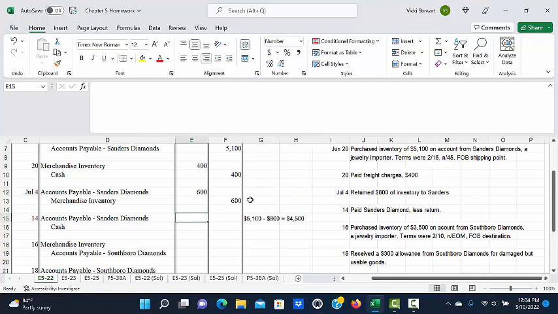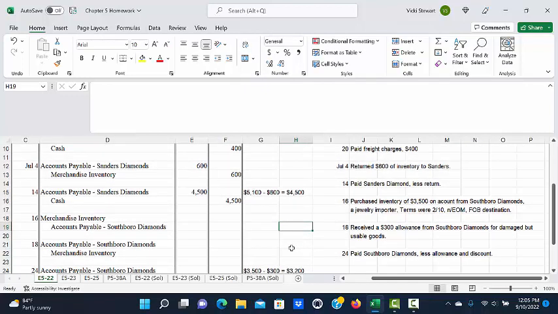So to record the entry to pay Sanders, we first calculate how much we owe them. The original invoice was $5,100, but we returned $600 of inventory. So the net amount is $4,500. So we would debit accounts payable, Sanders Diamonds, for $4,500, and we would credit cash for the same amount.